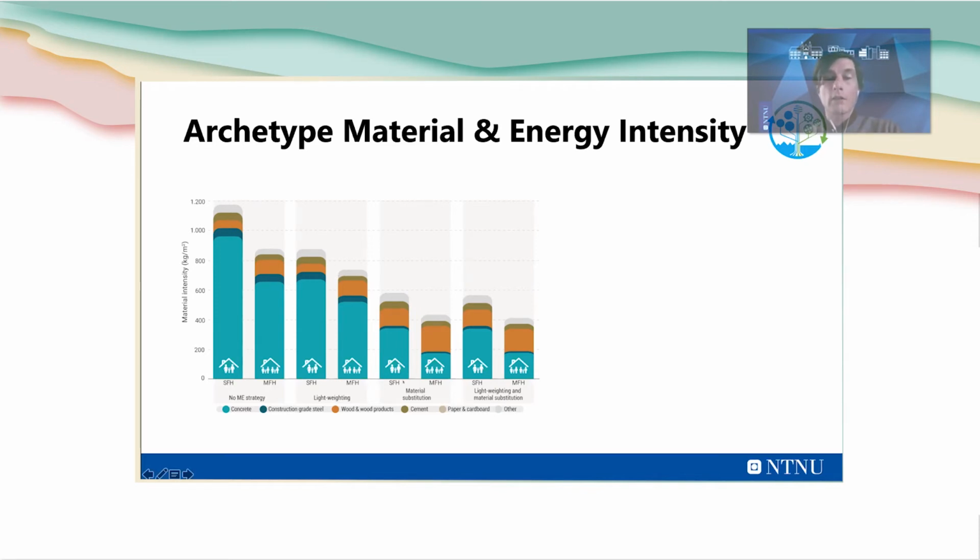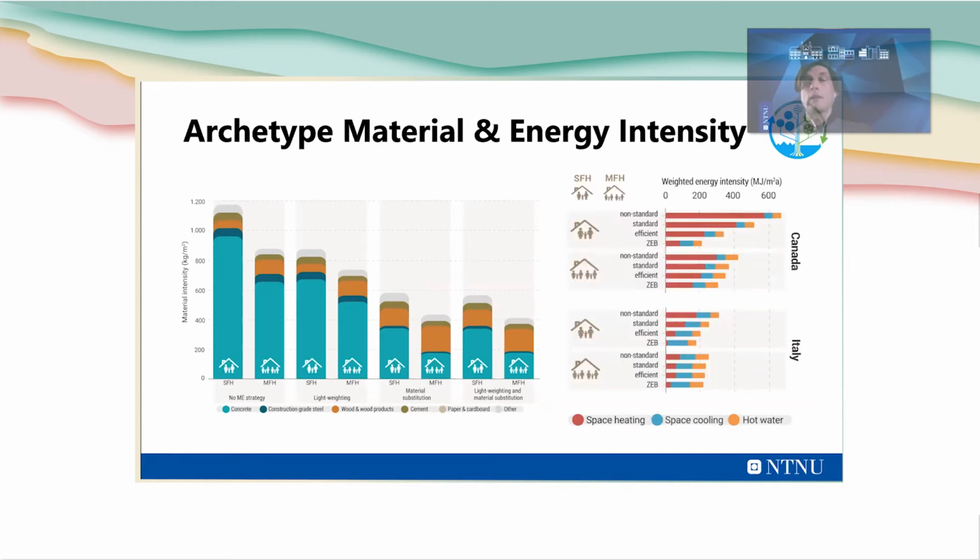Once we start substituting brick, concrete, steel with wood, we see another reduction. On the one hand the wood share increases here, but on the other hand, also the total material reduces. And that is because wood has a lower density compared to concrete or other materials. So the overall material impact also decreases here. And then finally, we have an archetype for the combined two, so lightweighted and wooden buildings, basically.